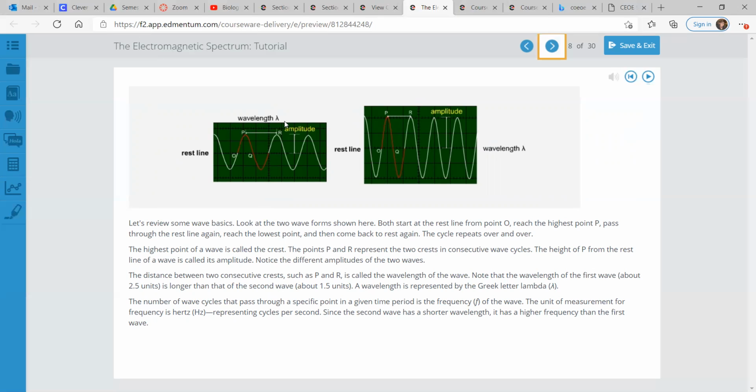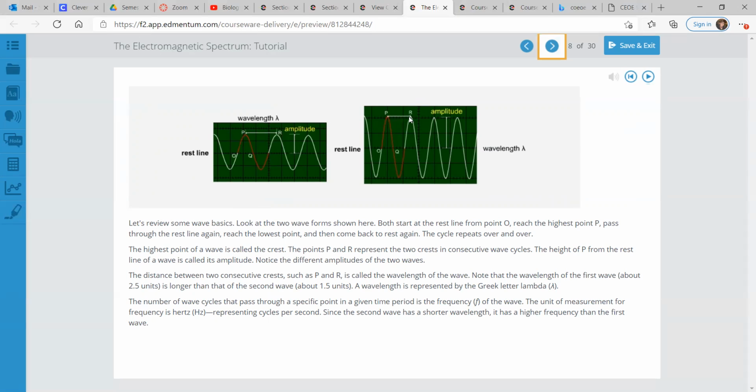And note that the wavelength of the first wave is about 2.5 units long. So we're going 1, 2, 2.5, longer than that of the second wave. This one's about 1.5 units. A wavelength is represented by the Greek letter lambda.